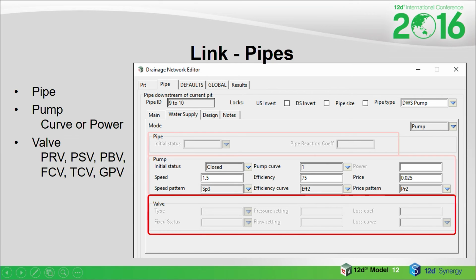Valves can be pressure reducing valves, pressure sensing valves, pressure breaker valves, flow control valves, throttle control valves, general purpose valves. If you can come up with another one, we're happy to add it in.